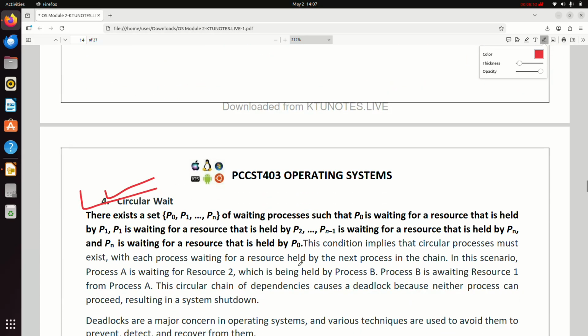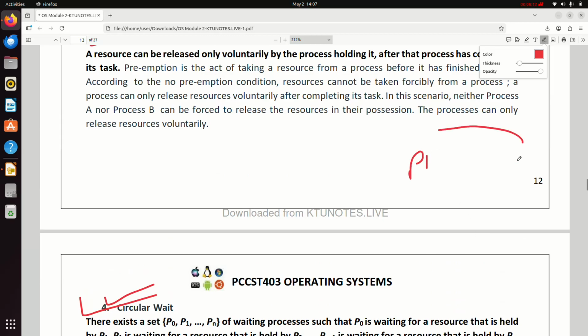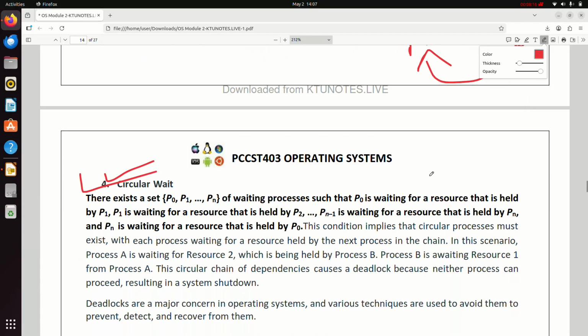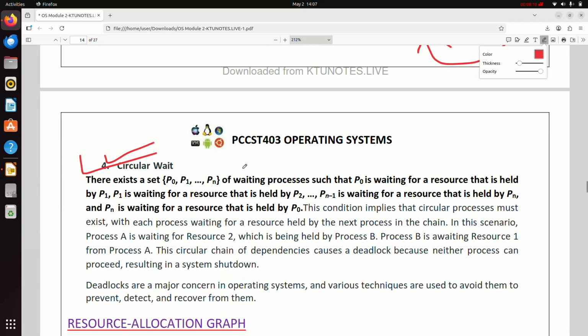Then circular wait. Circular wait, I told you, is like P1 waiting for P2 to execute and P2 waiting for P1 to execute. This is circular wait. So there exists a set of waiting processes. P0 is waiting for a resource that is held by P1. P1 is waiting for a resource that is held by P2, and so on, until Pn is waiting for a resource that is held by P0. See, P0 is waiting for the resource that is held by P1.